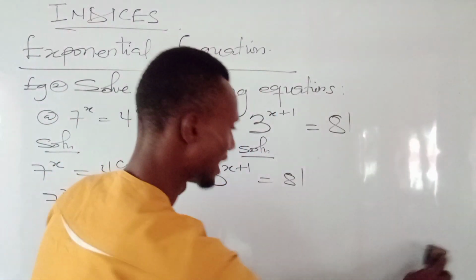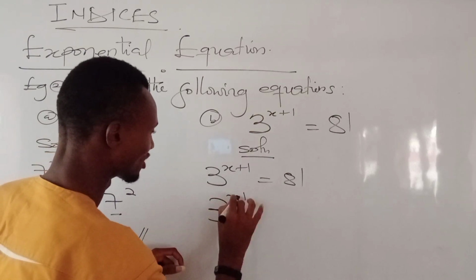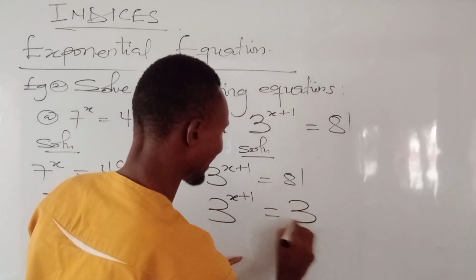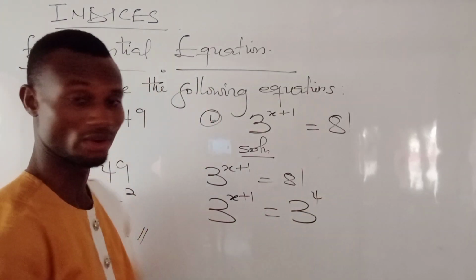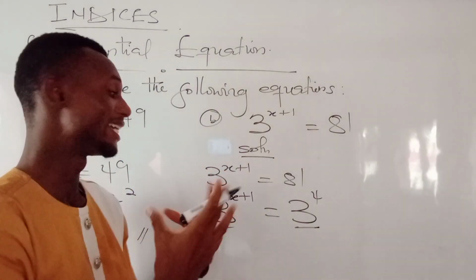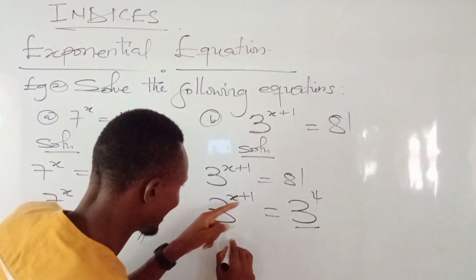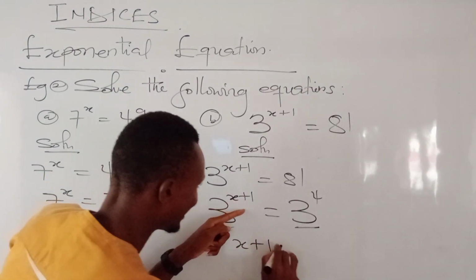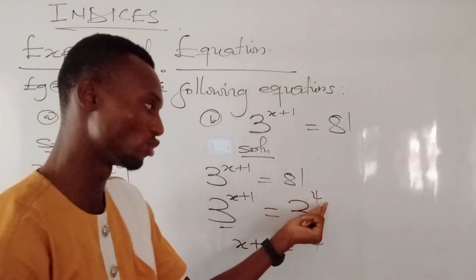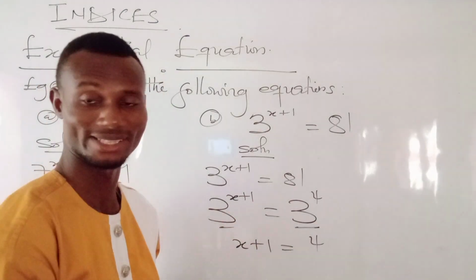So now I'll repeat my 3 to the power S plus 1, which is here, equals, then the 81, I'll write it as 3 to the power 4 as we did. So now you can see we have the same base. Now having the same base, it means we can now equate the powers. So my S plus 1 equals 4. The power here is S plus 1, equal to the power here, which is 4, because they have the same base, so we equate the powers.